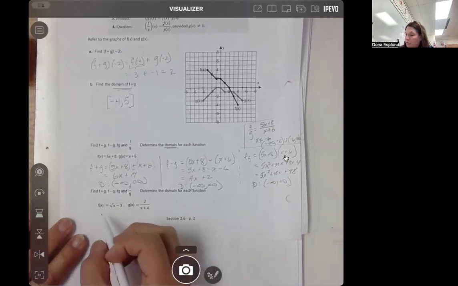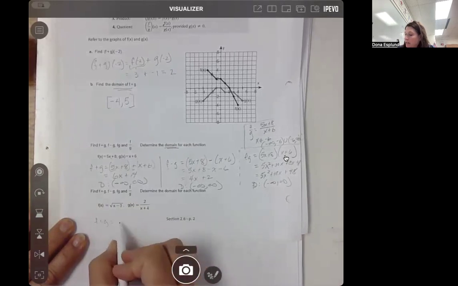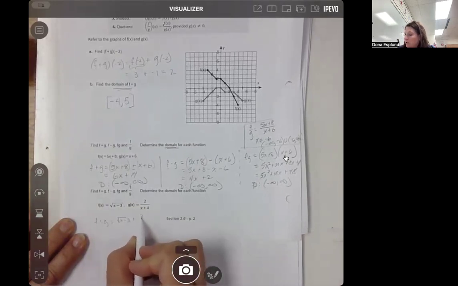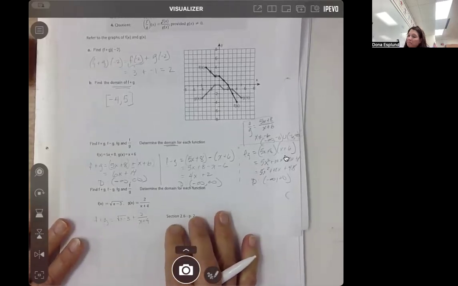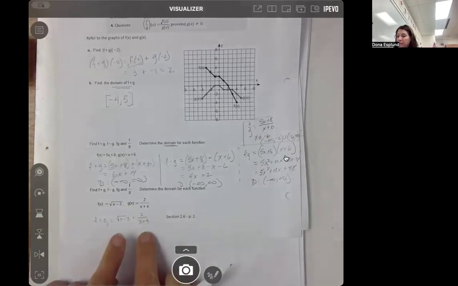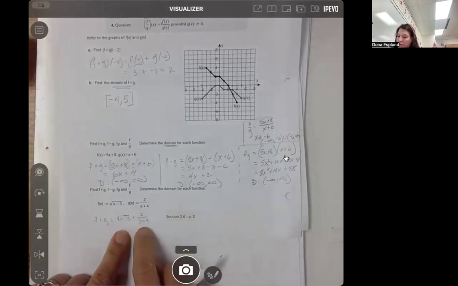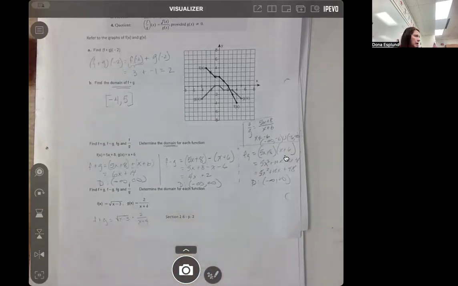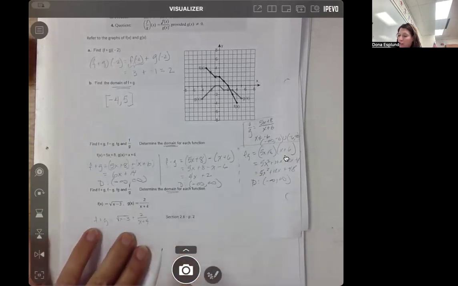So when I add the two functions, I'm going to have f plus g. That means I'm going to have the square root of x minus 3 plus 2 over x plus 4. To simplify this further would be a little bit difficult. I could combine the two fractions, but I'm really not going to get anywhere. But I'm going to determine the domain for each of the functions.